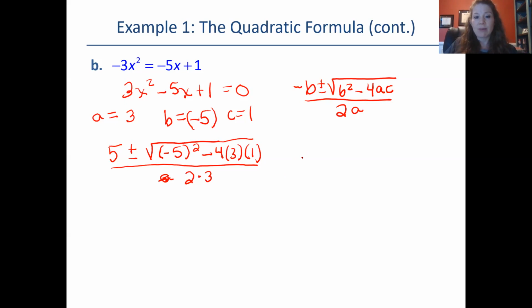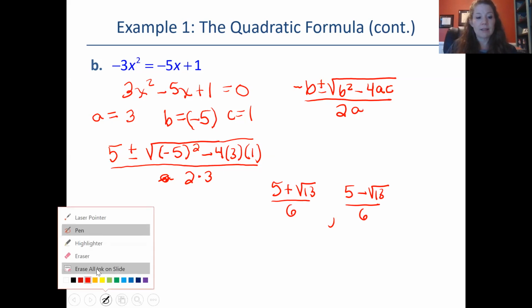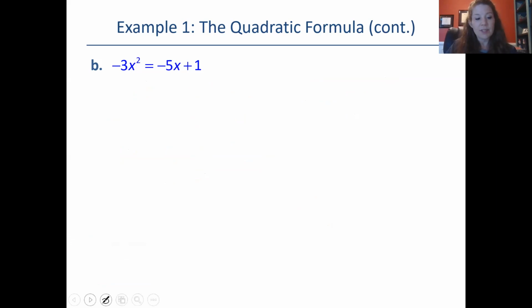So I'm going to write it as 2 answers. My first answer is 5 plus the square root of 13 over 2 times 3, which is 6. My second answer is 5 minus the square root of 13 over 6. Those are my 2 answers. See, when you have the formula, these aren't difficult. You just plug them right into the formula and use your calculator.